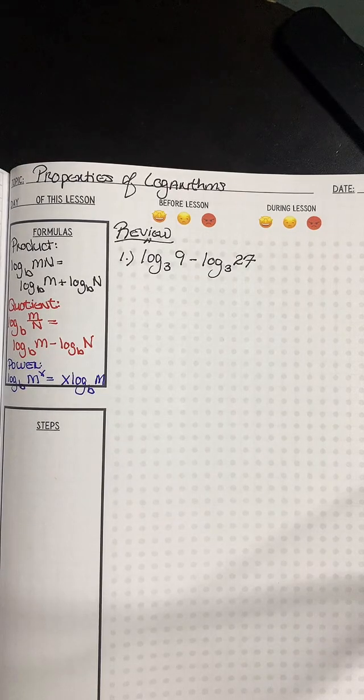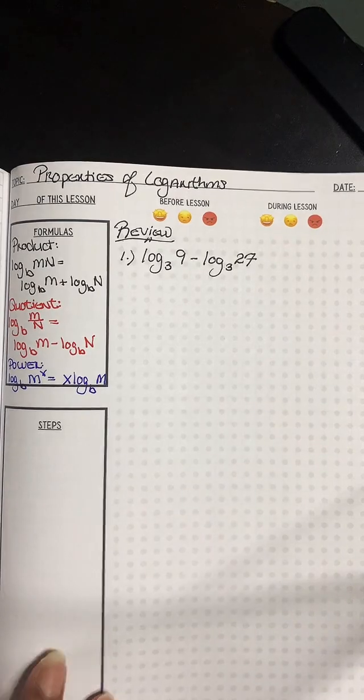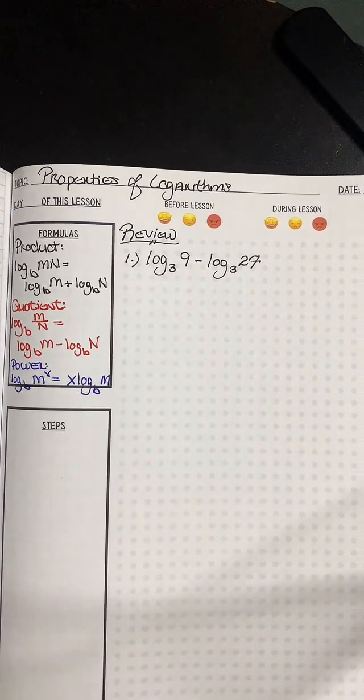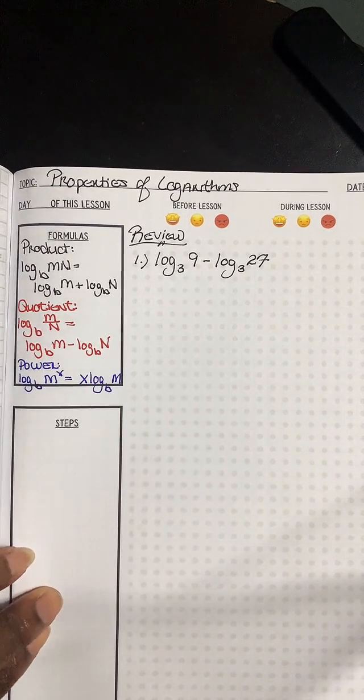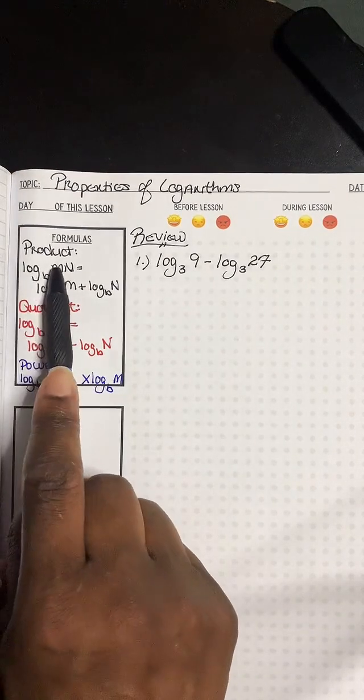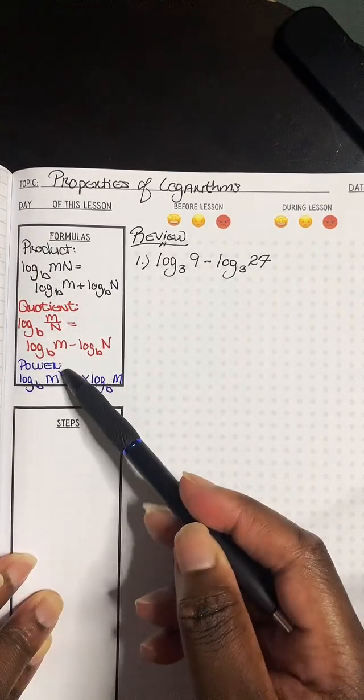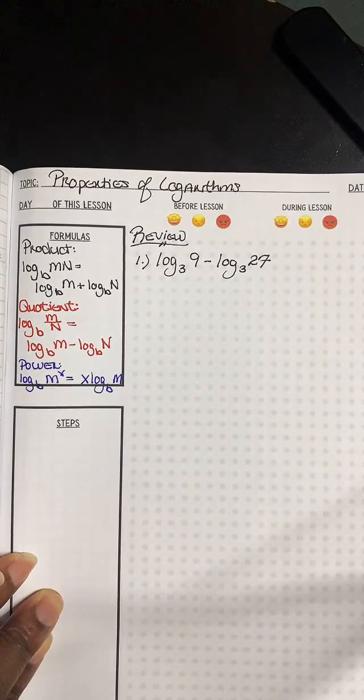As we go on our journey with properties of logarithms, we're looking at different ways of solving or simplifying expressions from logs to exponentials. But what we're going to actually look at is the product, the quotient, and the power of logs. Just like how we have the product, the quotient, and the power of exponents, there are rules with the logs.